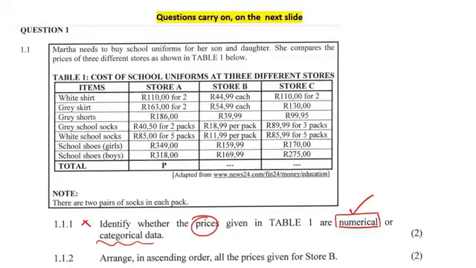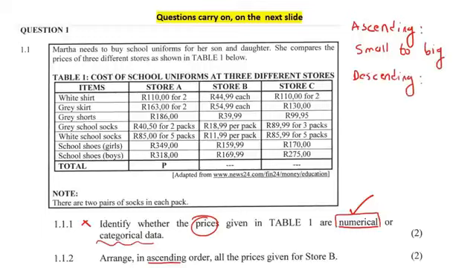The next question, arrange in ascending. Okay, do you know what ascending means? Let me write it down for you. Ascending is when you go up, so from small to big. If it was descending, then you go down, so that's going from big to small. Okay, so they said arrange in ascending order all of the prices for store B. Store B is this one over here. So we're going to go from small to big.